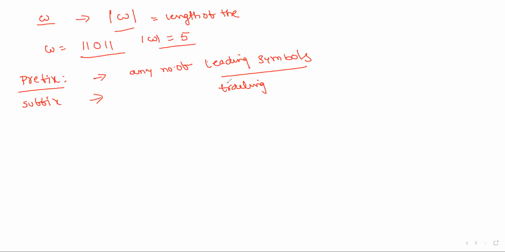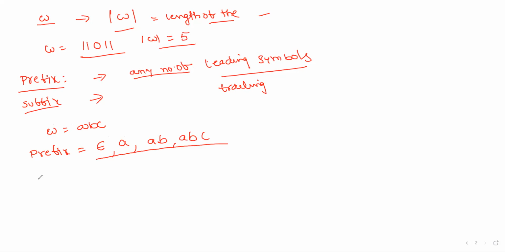Okay. So up to now we discussed three terms: prefix, suffix, along with the length of a string. For example, consider a string W is equal to ABC. What are the prefixes of the string? Any number of leading symbols: epsilon, A, AB, ABC. All these are called prefixes of the string. Similarly, what are the suffixes? Prefix means from the starting, suffix means from the ending. So epsilon, C, BC, ABC. These are the suffixes of the string.